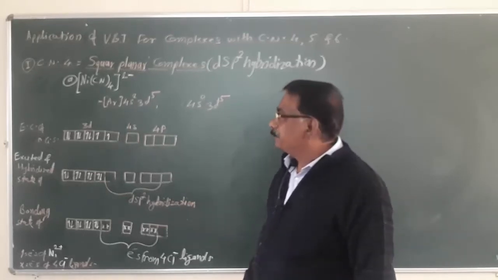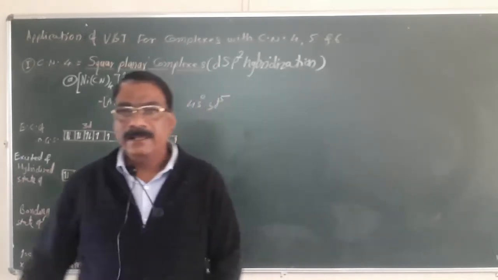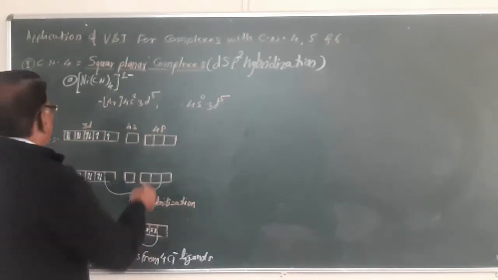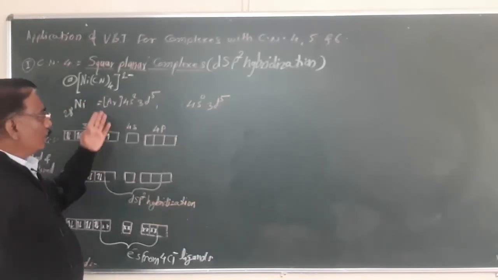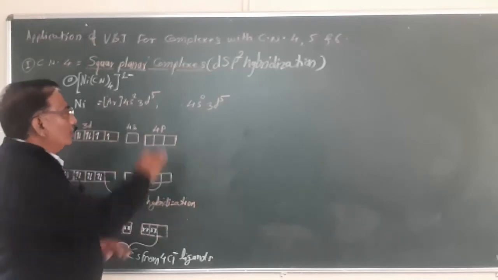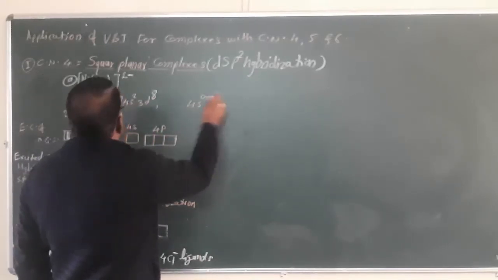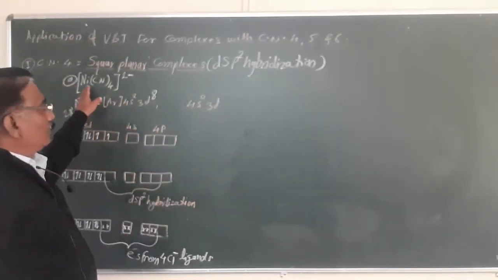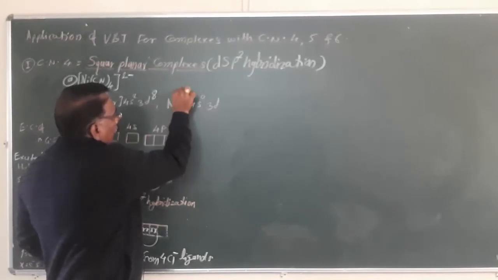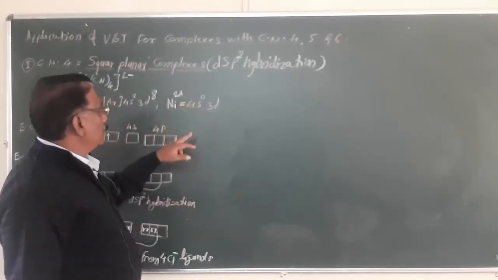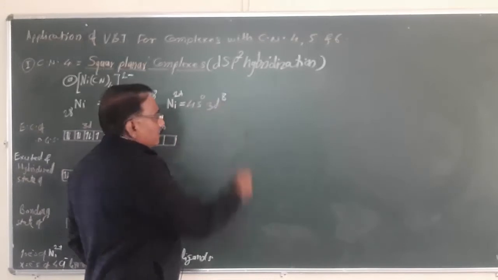See the first example, Ni(CN)4 2 minus. This Ni has atomic number 28, and its electron configuration is argon core completed, 4s2 and 3d8. The oxidation state of this Ni in this complex is 2 plus. So we have Ni 2 plus, and for this Ni 2 plus, 2 electrons are removed from 4s, so it becomes 4s0, and here there is 3d8.